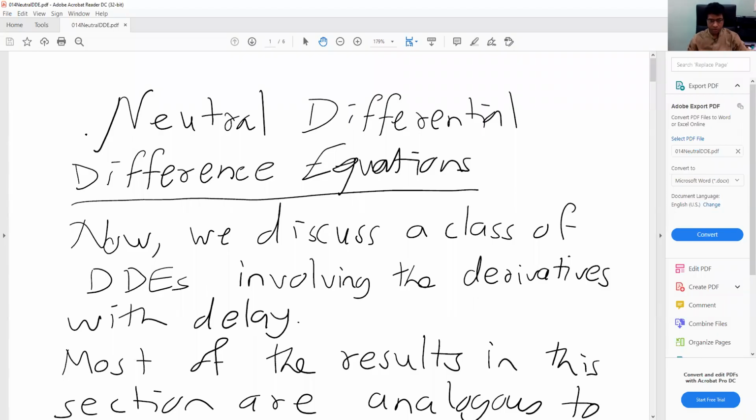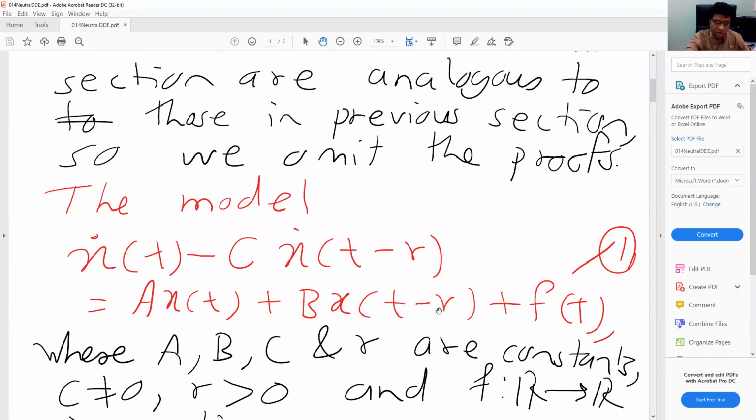Dear students, let us discuss the part from last lecture. We are now discussing neutral differential difference equations, which means we can have delay in the derivative term also. This is the general form of the equation: x dot of t minus c times x dot of t minus r equals a times x of t plus b times x of t minus r plus f of t.